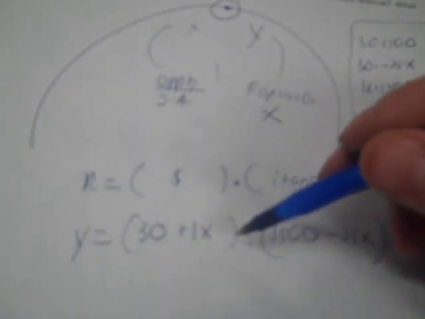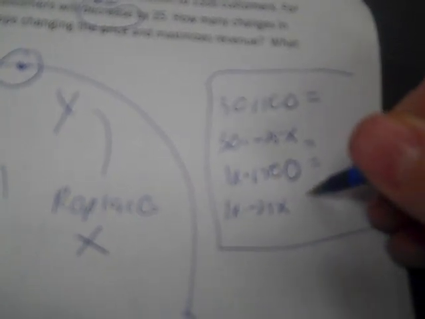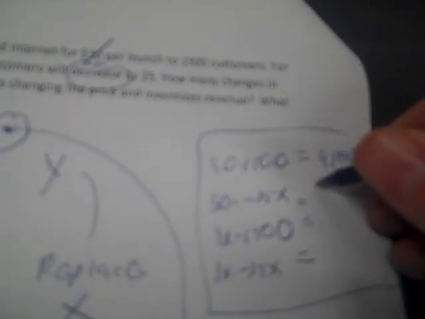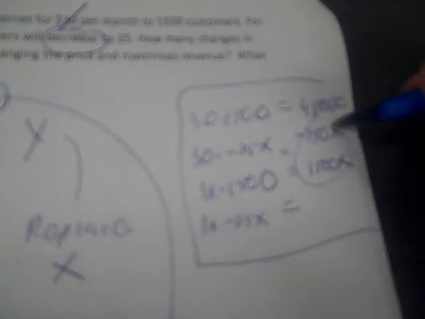just prove I'm not. FOIL, 30 times 1,500, 30 times negative 25x, 1x times 1,500, then 1x times negative 25x. Okay, that's 45,000. Makes sense. Okay. That's negative 750x. That's 1,500x, which if you combine those, you get to 750x. And then right here, you get negative 25x squared. Boom, boom, boom. Okay.